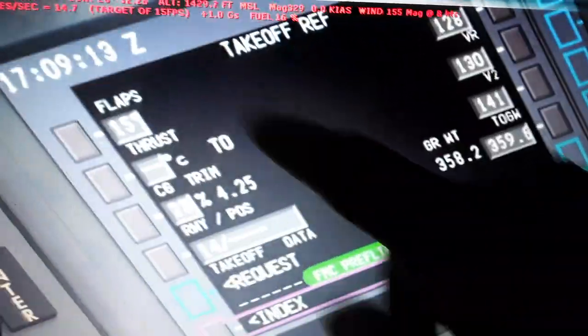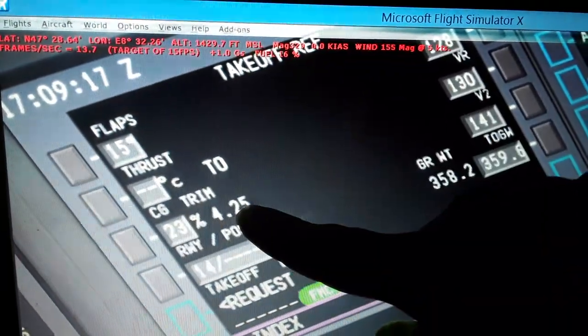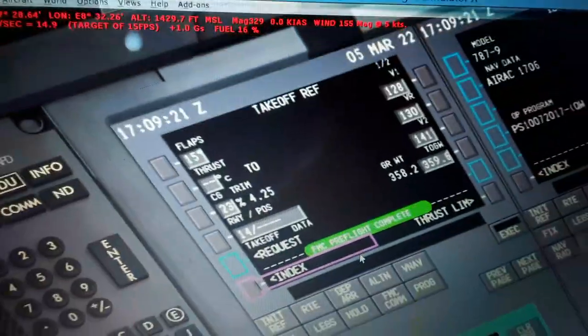So we have selected here the flaps for takeoff using this runway, 15 degrees, center of gravity 23% with the mean aerodynamic chord position, 23% of the chord, and the takeoff speeds V1, V rotate, and V2 for this gross weight. So this is all the calculations. You have the legs displayed here in the navigation display over here.